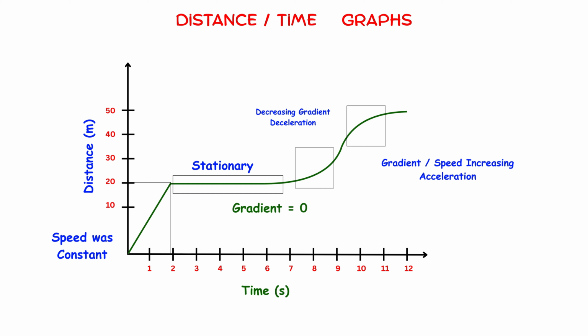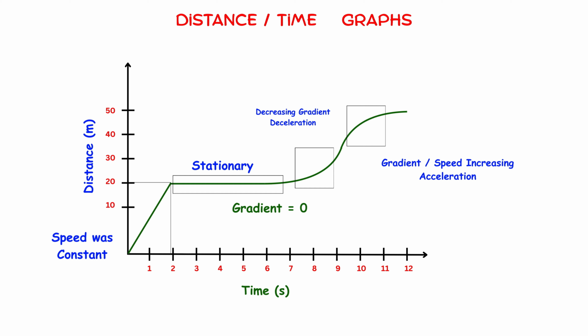In contrast, when we observe a flat, horizontal line in the middle of the graph, it tells us something very different. A flat line means that the object is stationary because the gradient and therefore the speed are both zero. This indicates that there is no movement taking place during this time period.